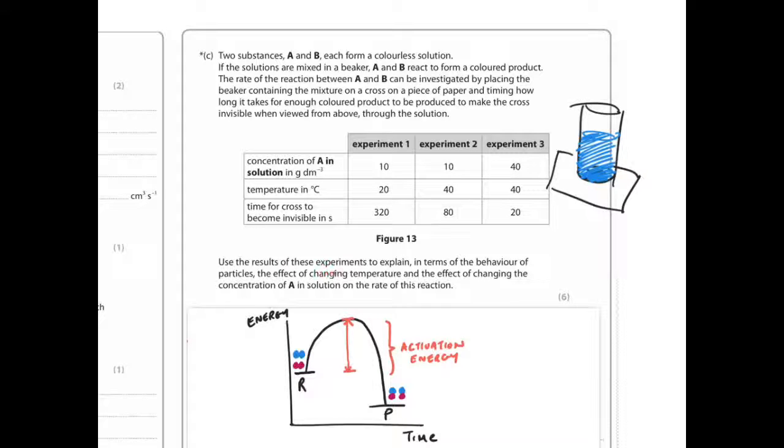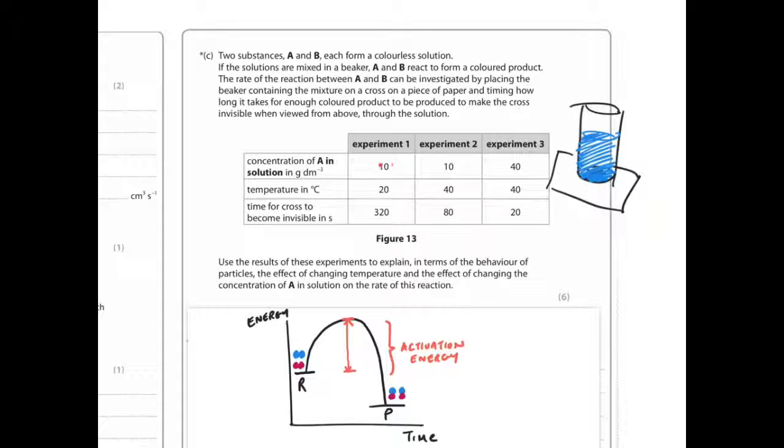Use the results of these experiments to explain, in terms of the behaviour of the particles, the effect of changing temperature, and the effect of changing the concentration of A in solution on the rate of this reaction. So firstly, let's just have a look at it. We can see the concentration of A in solution.